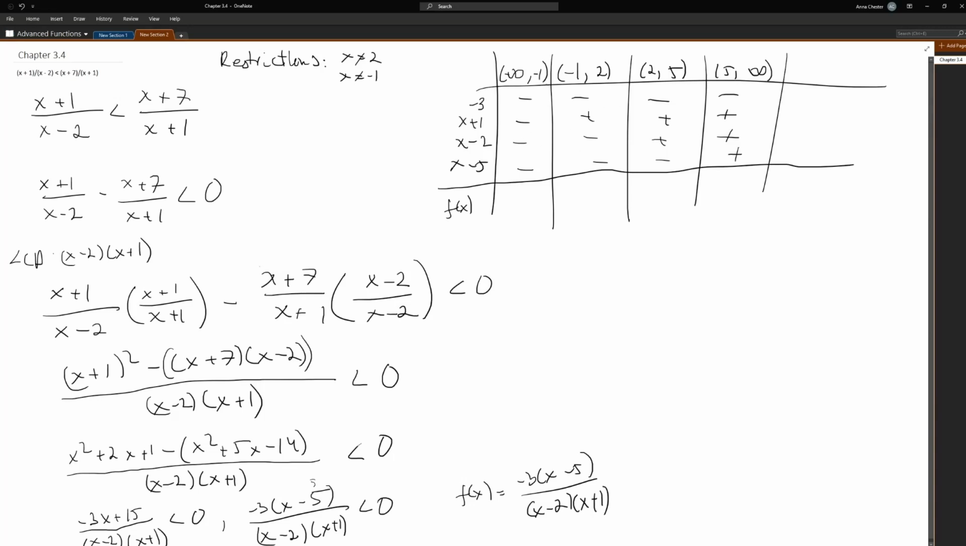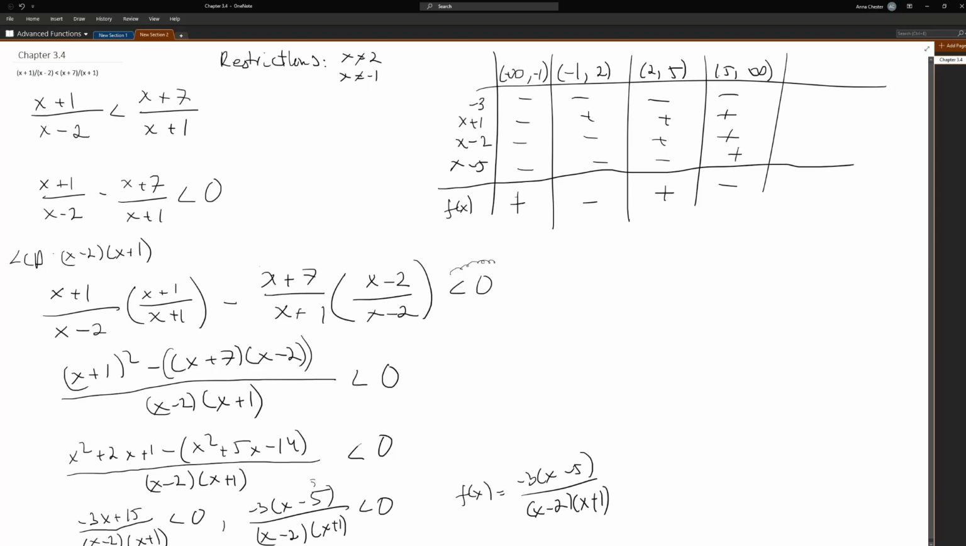Now, since we have 4 minuses, this is actually a plus. 3 minuses and a plus is a minus. 2 pluses and 2 minuses is a plus. 3 pluses and a minus is a minus. Since we were looking for something that is smaller than 0, our answer would be from -1 to 2 and from 5 to infinity.